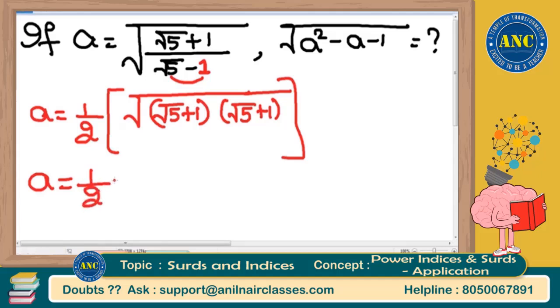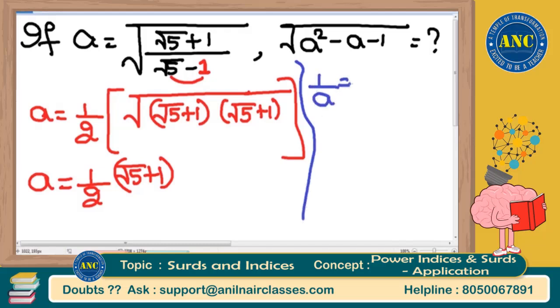So it will be root 5 plus 1. Your a value is half of root 5 plus 1, right? Now a value is this one. What will be 1 by a value? Sir, why are you finding 1 by a? Let us wait for 2 minutes to understand. 1 by a will be 2 divided by root 5 plus 1.